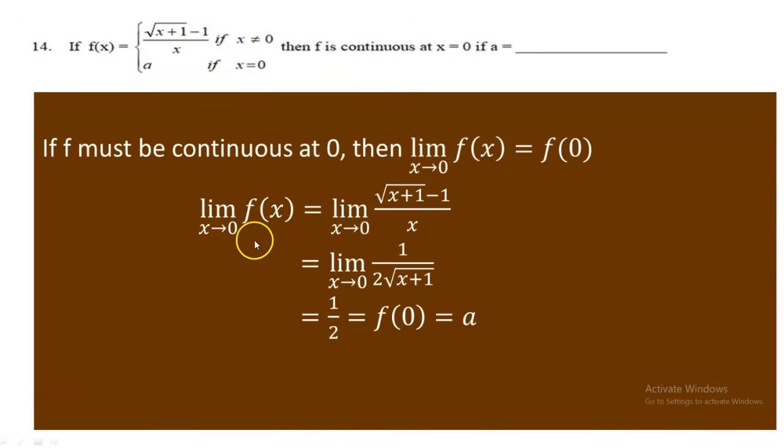So this limit has been obtained to be 1 over 2, and this has to be the same with f of 0, but f of 0 is already what? Named to be a, so the value of a is now obtained to be 1 over 2. I hope so simple.